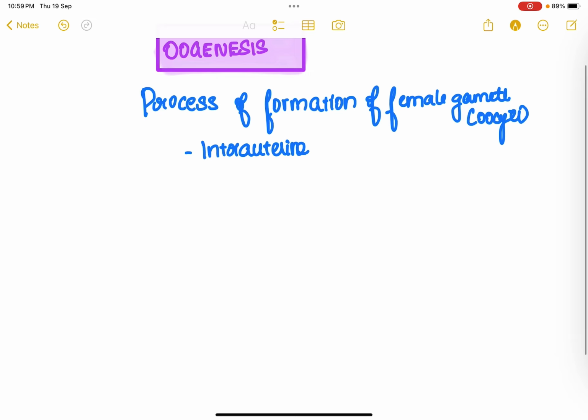So let's say, for example, a female fetus is going to be in its mother's womb during development for about 9 months. During this period of time, when the female fetus is in the mother's womb, the process of oogenesis is going to occur in the female fetus. So let's discuss this oogenesis in detail.